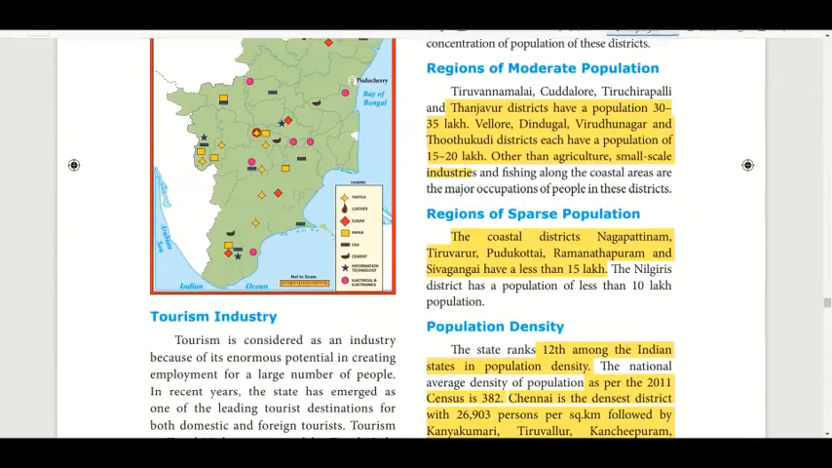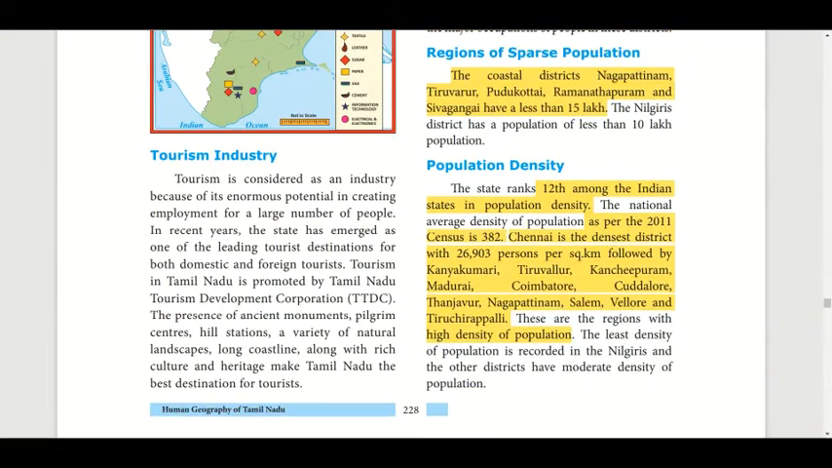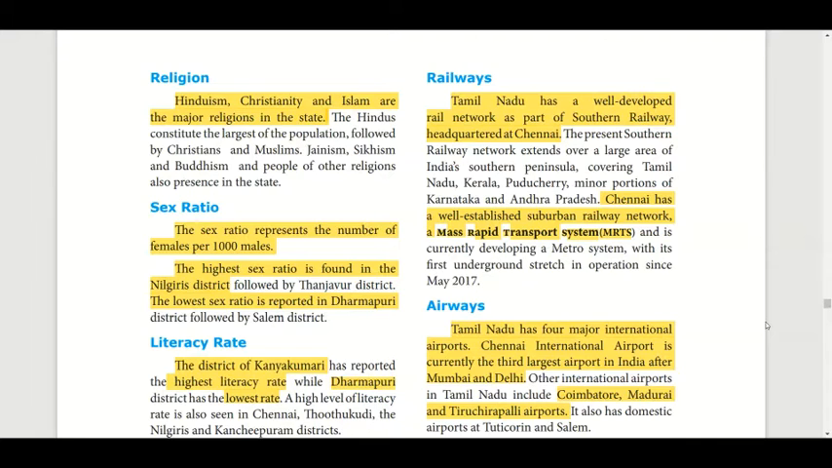Okay. Next we are going to discuss population density. The state ranks 12th among the Indian states in population density. As per the 2011 census, it is calculated as 382. So coming to the religion aspect, you know there are a number of religions, isn't it? Hinduism, Christianity, Islam are the major religions in the state.